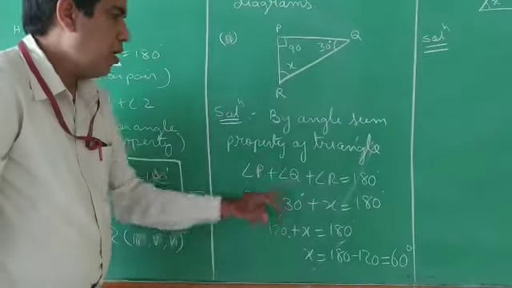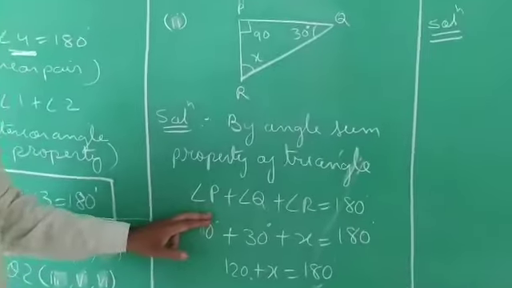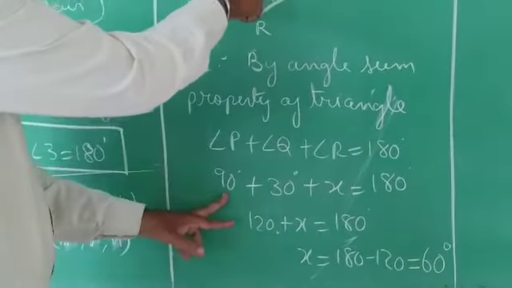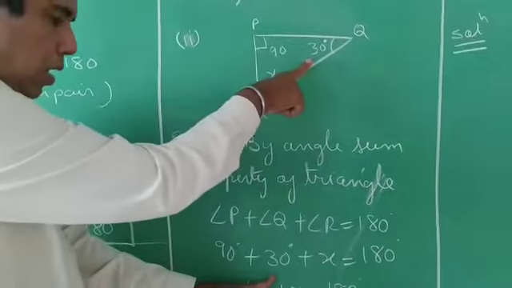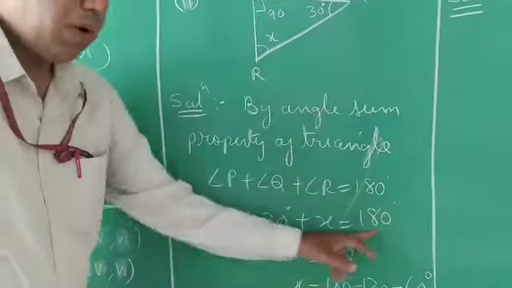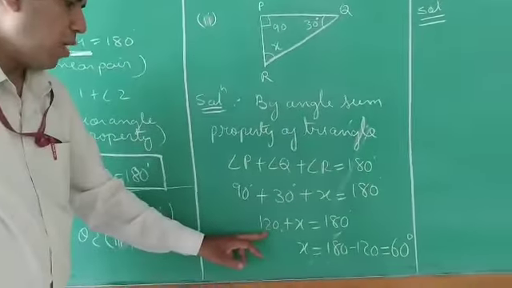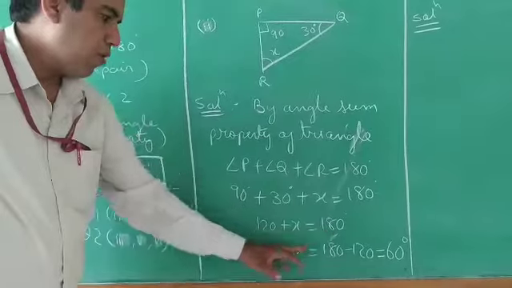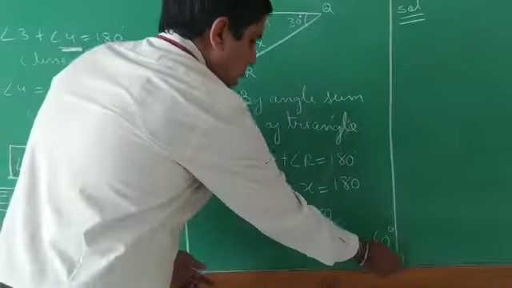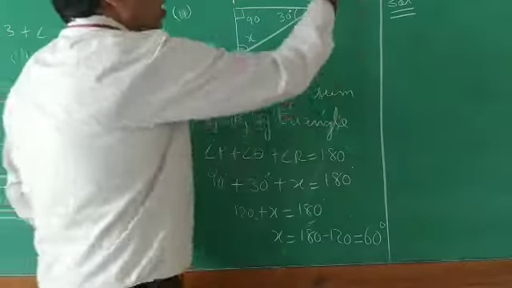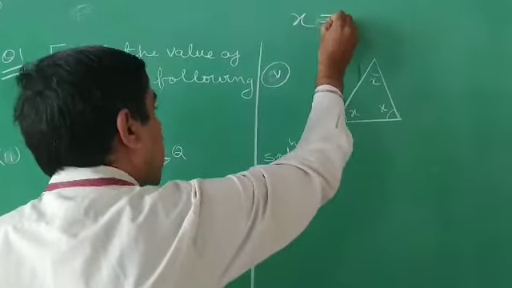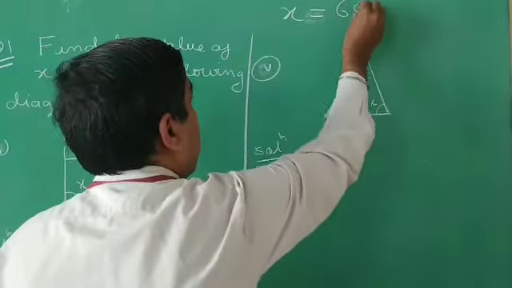You can see easily, by the angle sum property of a triangle, angle P plus angle Q plus angle R equal to 180. Angle P value is 90. Angle Q is 30. I kept the values. Angle R is unknown to us, it is x. So 90 plus 30 is 120, 120 plus x. Then I am transferring 120 to the other side, the way we solve the equation. And I got the value: x equal to 60 degrees is the answer.